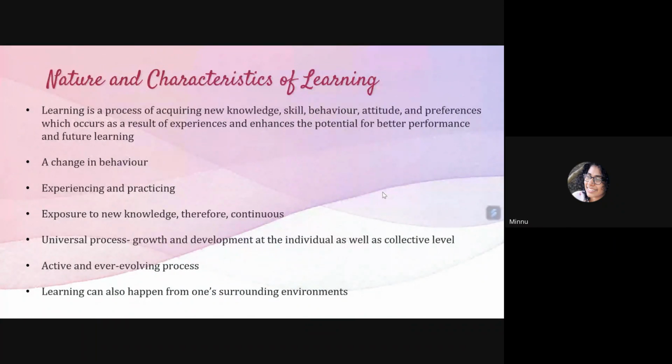And ultimately, this should enhance the potential for better performance and future learning. So that's also an important aspect. So learning should teach us how to learn things in the future. Is it clear? Like how we should be equipped to learn future things as well. Because in every stage of our life, we'll be developing from being a kindergarten student, we reach high school, we reach higher education. So at every level, the level of learning is also increasing. So we should also be equipped for better performance at each of the future levels of learning.